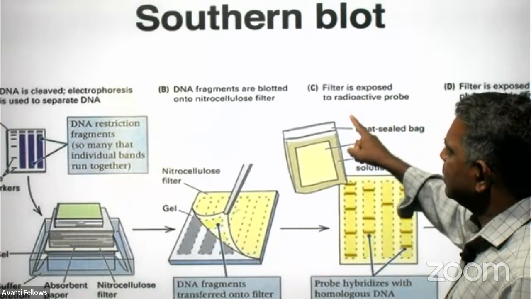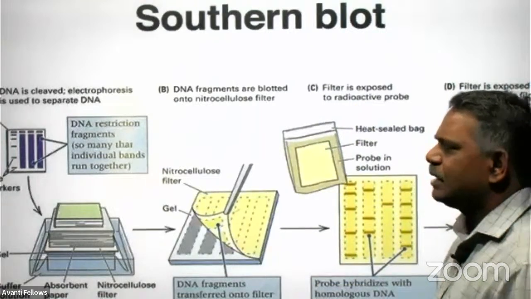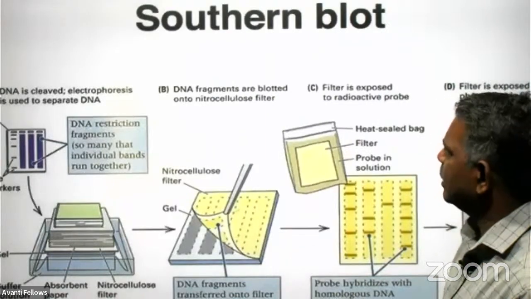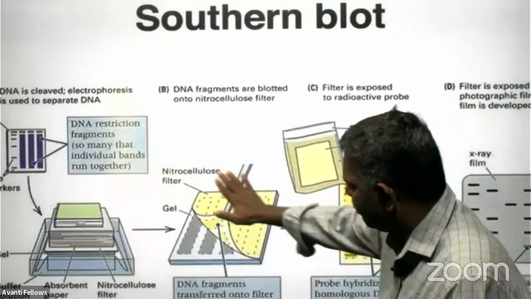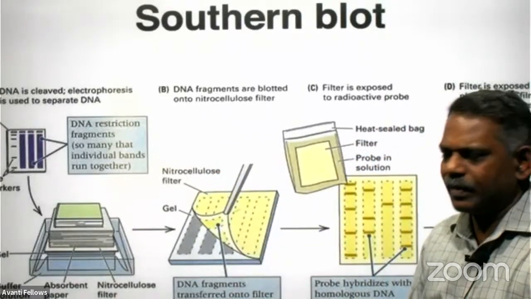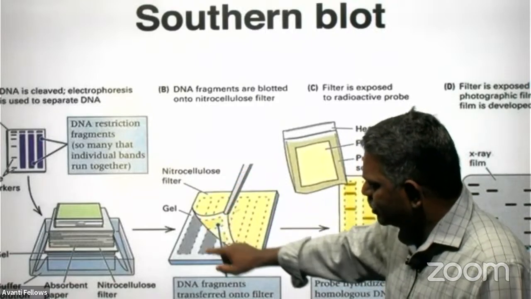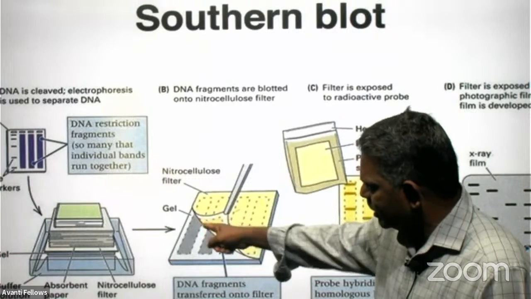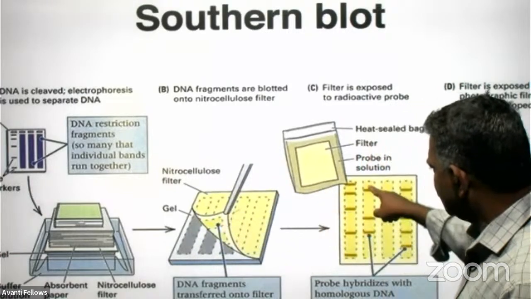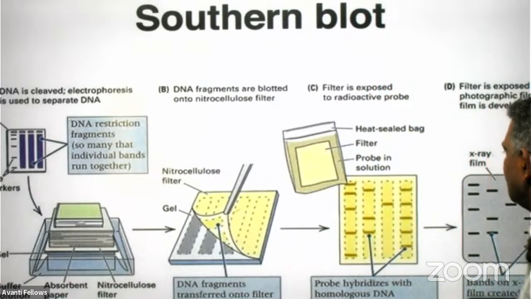And we will take the nitrocellulose sheet, or you can say this nylon sheet, and we will place it on the gel, and gently we will press it on the surface of the gel. So the separated single-stranded DNA scattered on the gel becomes attached to the sheet like this. And this process we call Southern blotting.